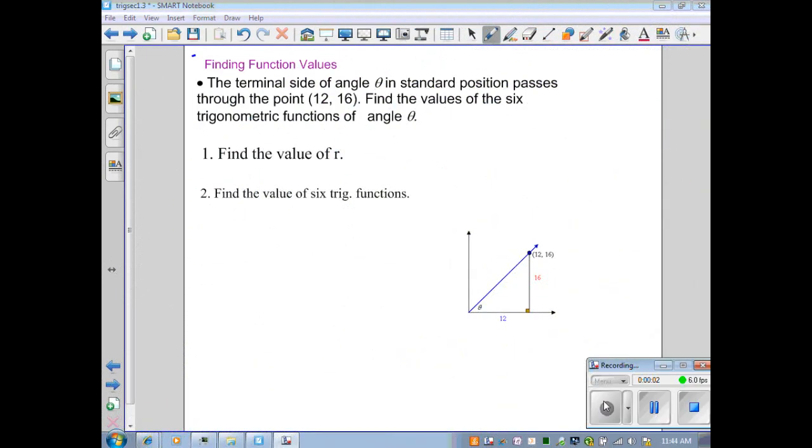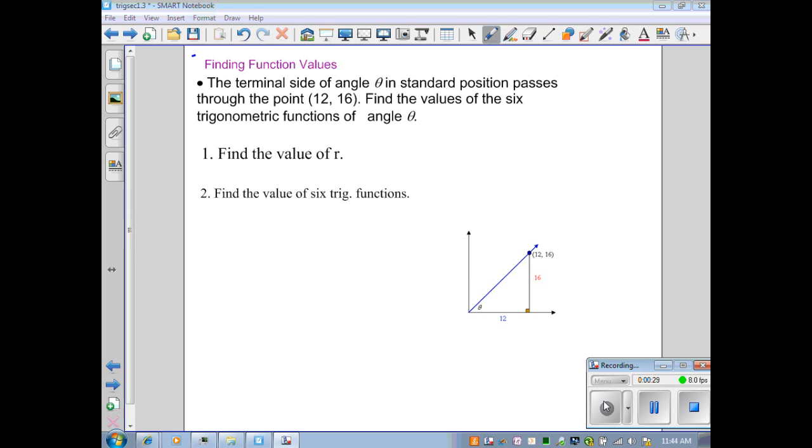Let's take a look at another example. The terminal side of an angle theta in standard position passes through the point (12, 16). Find the values of the 6 trig functions of the angle theta. Here we have 2 things we need to solve for. Number 1, we need to find the value of r. Number 2, actually solve the problem, which is to find the value of the 6 trig functions. In the diagram to the right, we know that we have a terminal side in blue that has a point on it, and the point is (12, 16).